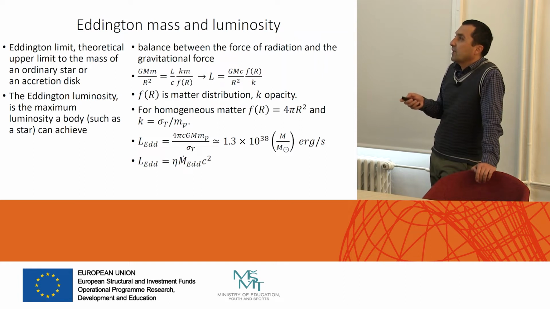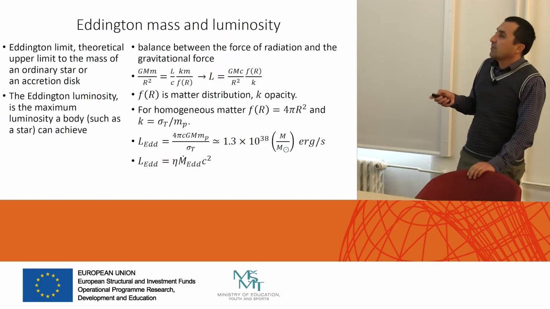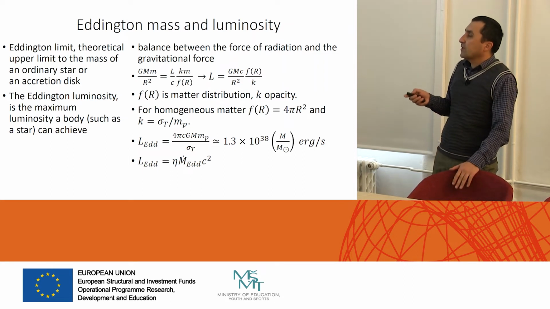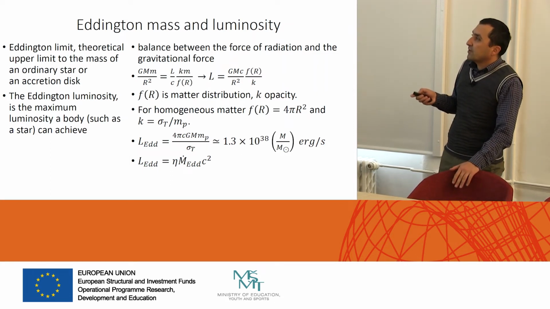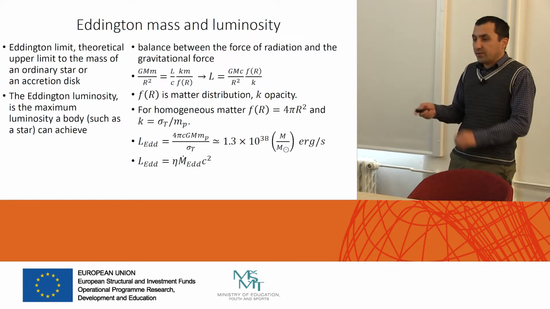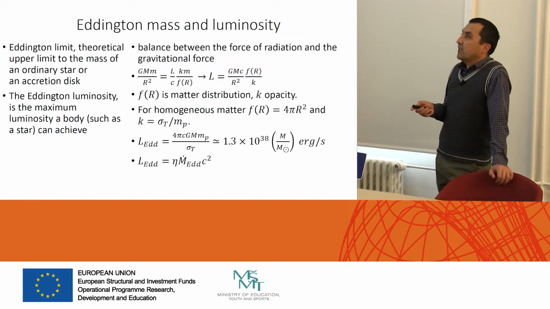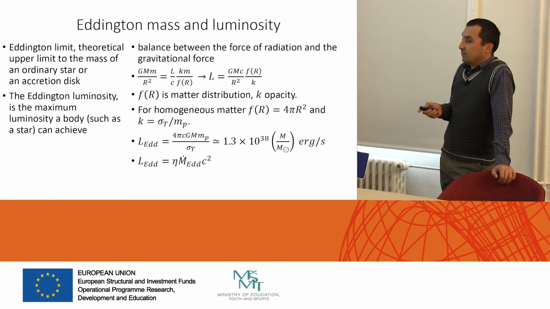We can calculate the Eddington luminosity as 1.3 times 10 to the power 38 ergs per second, with the normalized mass of the star. If the mass is less than 1 solar mass, the luminosity will be quite lower than this. So the Eddington luminosity of a star depends on its mass. And how do we extract the mass ratio from here?